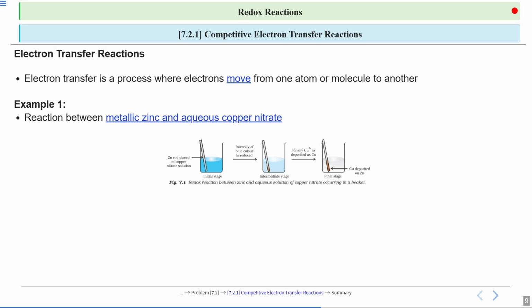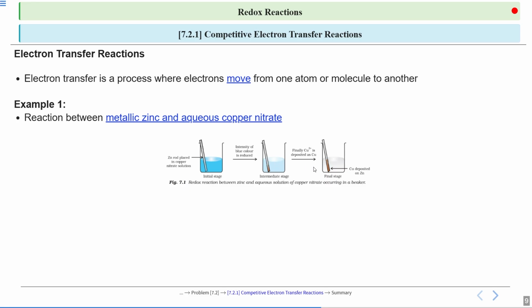So what is this signifying? This signifies that some reaction has taken place in the solution that has resulted in the reduction of the intensity of the blue color, and the deposition of a brown substance over the rod. By this we can understand that there has been some exchange of ions between these two different substances, zinc and copper nitrate. Only then would this change be observed.